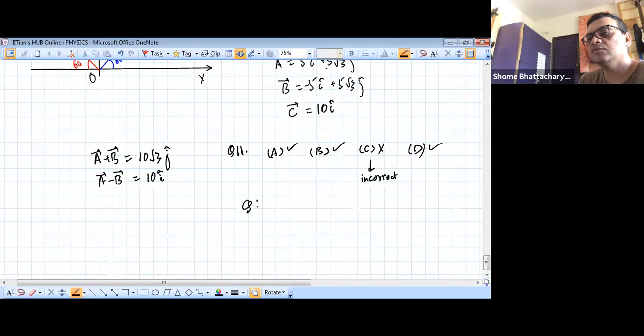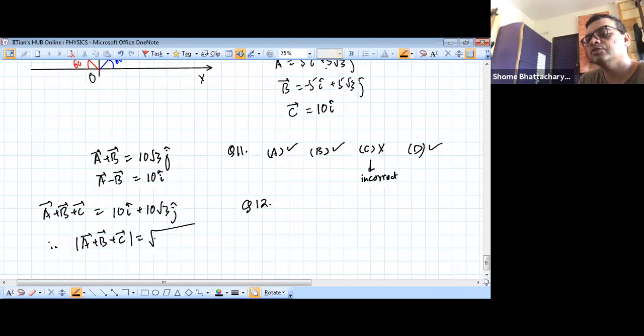And similarly, question 12, you have to find E plus B plus C. So E plus B is this much and C was this much. So it is 10 i cap plus 10 root 3 j cap. So you can see that the magnitude of E plus B plus C is becoming the square root of this, which, as you know, will become 20. So question 12 will have B as the correct answer.